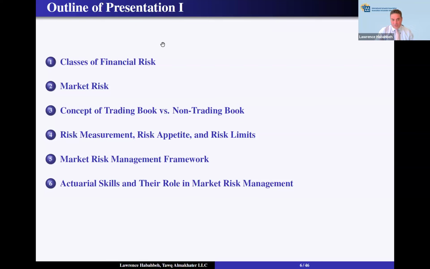Then we'll talk about market risk management, the three lines of defense, the risk governance structure, the risk appetite, the policy framework, and the rigorous processes and controls that need to be in place. Of course, some of these components we will only touch on not very deeply because of time, but they are important to know because, as I said, they feed directly into the FRTB regulation. Then Ian and I will talk about the actuarial skills and their role in market risk management.